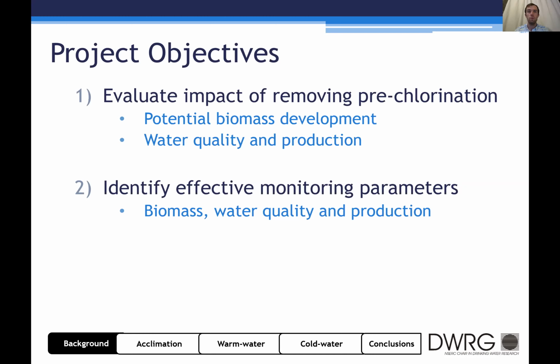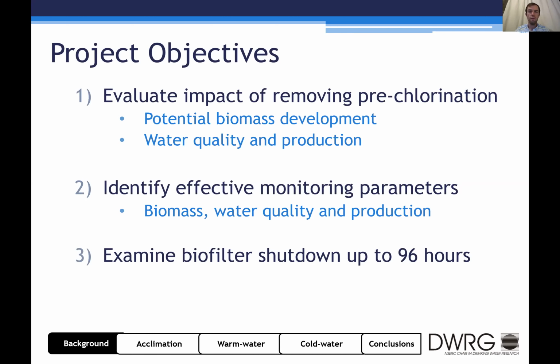Will the biofilm clog up the pores between media and result in increased maintenance? And we wanted to ensure that their plant could continue operating the same way as it has in the past, despite the conversion to biofiltration. And finally, we wanted to examine biofilter shutdown up to 96 hours between filter runs.